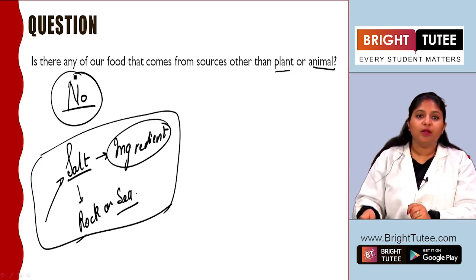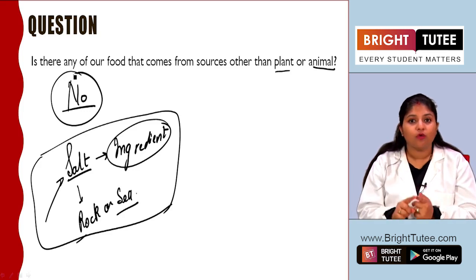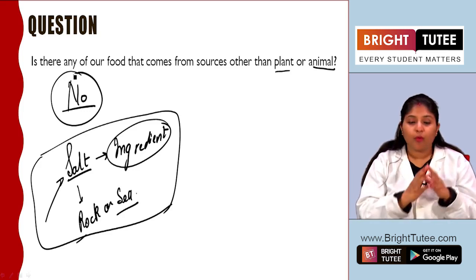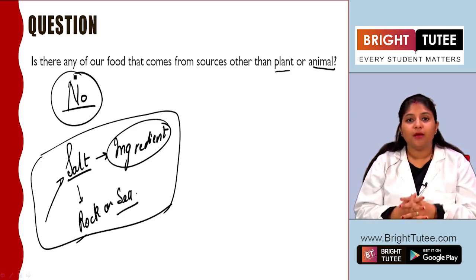I hope you were able to clearly understand the sources of food from plants and which part of the plant is important for us and edible, whereas others are non-edible, and also the different animal products.